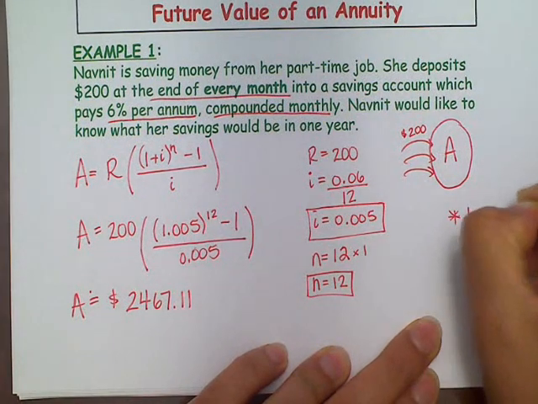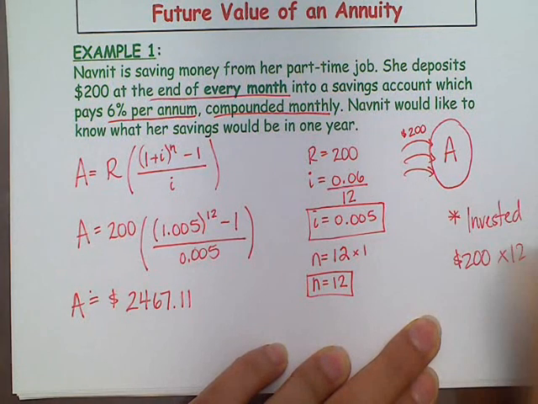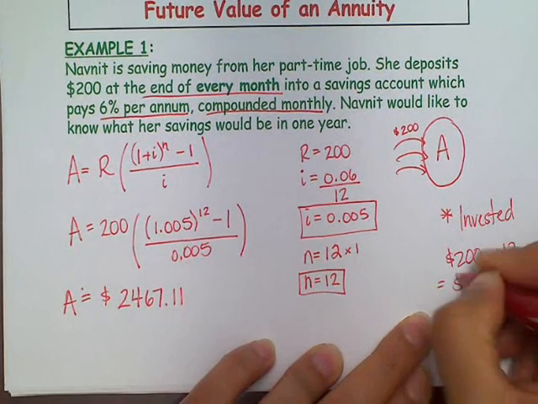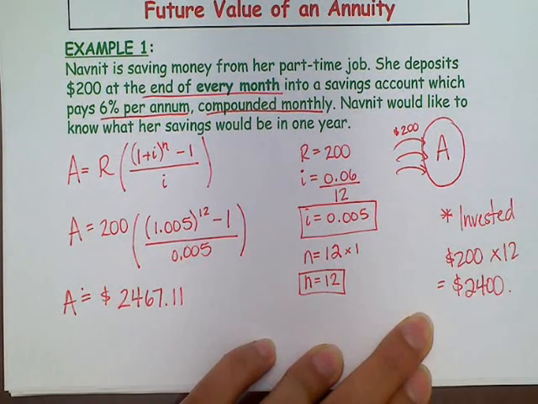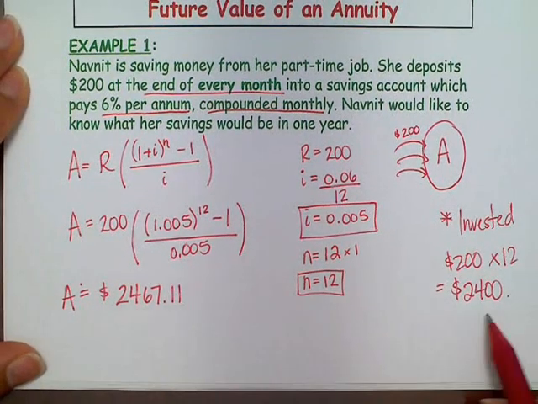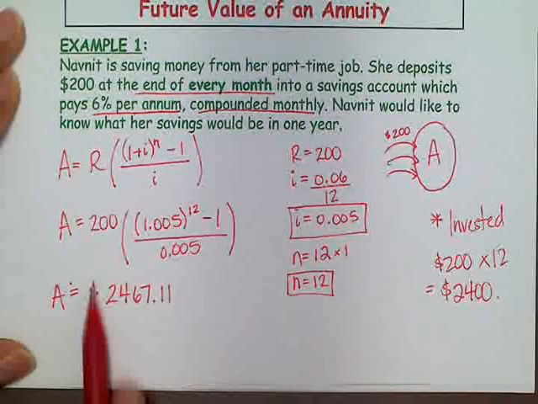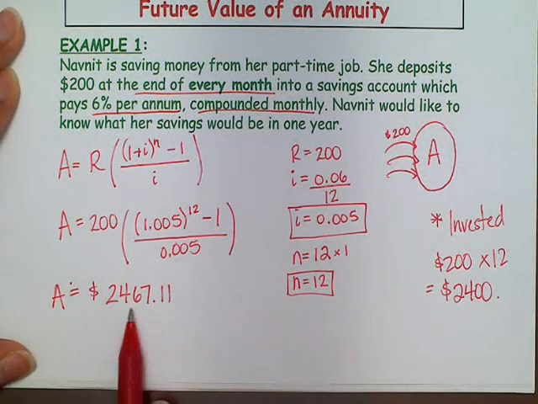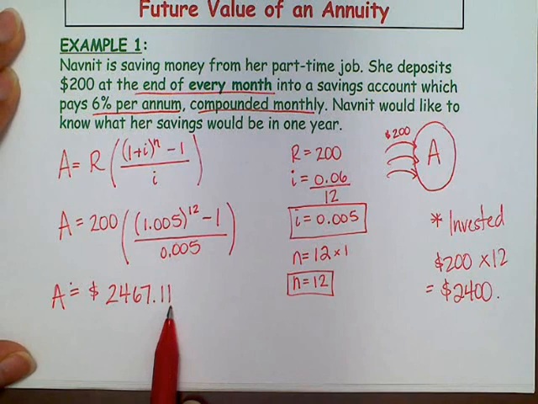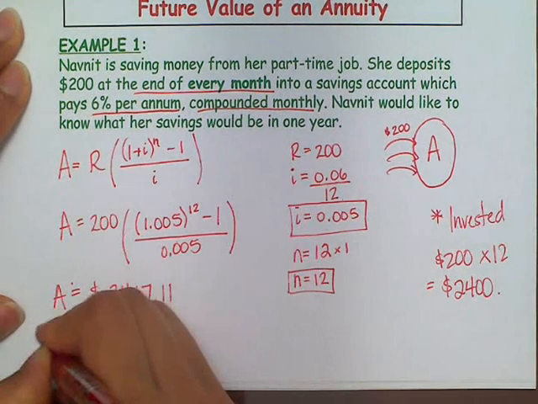So the amount she actually invested, and I'll just do this on the side, is $200 a month for 12 months. So that's how many times she put money in. So that actually means she only put into her account $2,400. And so if you compare how much she's going to have at the end of the year versus how much she actually put into her account, she's going to have a little bit more money, because that $67.11 is the interest that she earned.